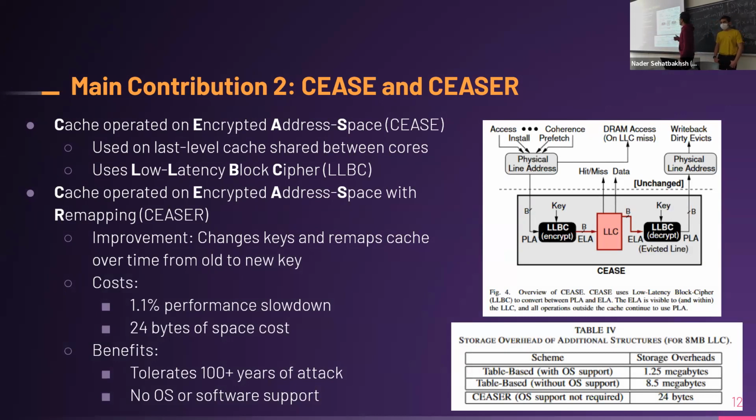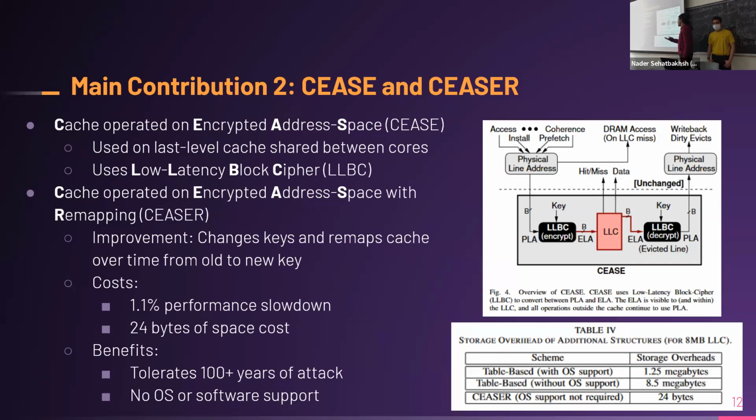If you don't have some kind of randomization, you want to add a randomized component to this system to make it more secure. The improvement is that you keep changing the keys to the LLBC, which is a low latency block cipher, and over time you're gradually changing where things are mapped in the cache. Now, of course, you will think there is a cost for that, because remapping does take some performance. But as they showed in the paper, there's only a 1.1% performance slowdown on average.